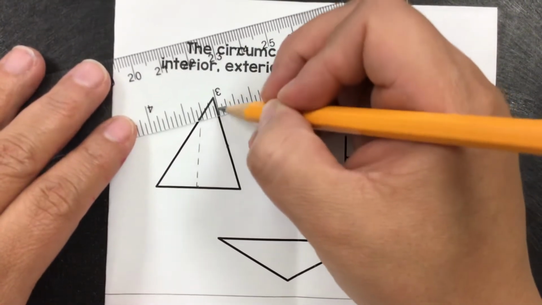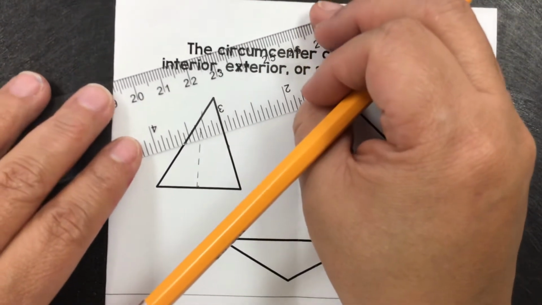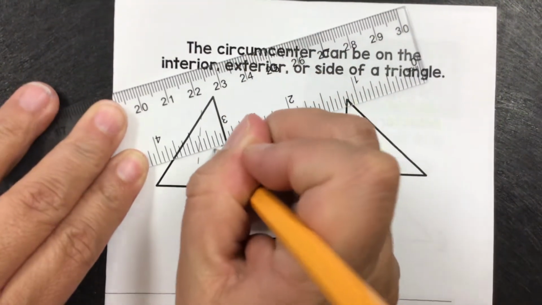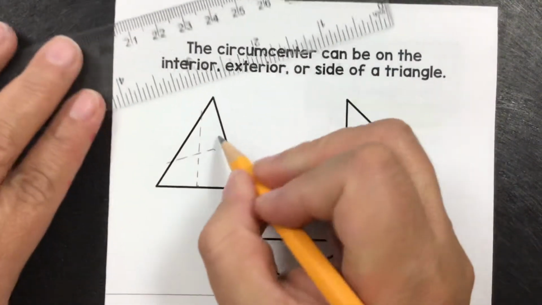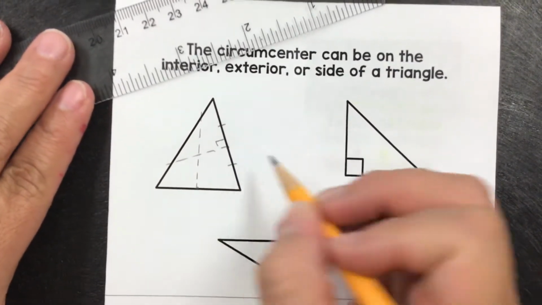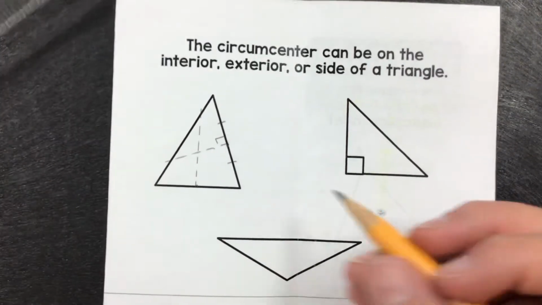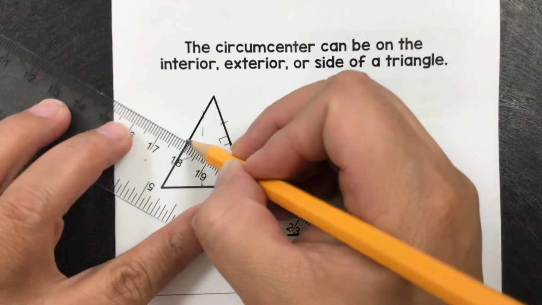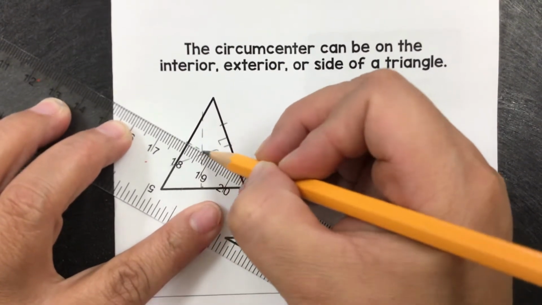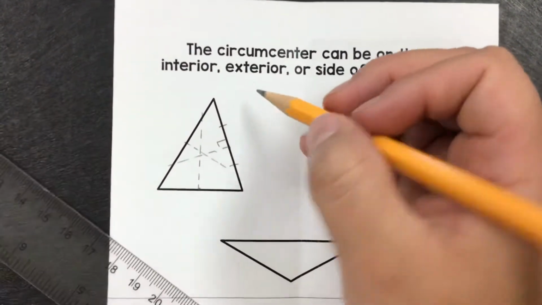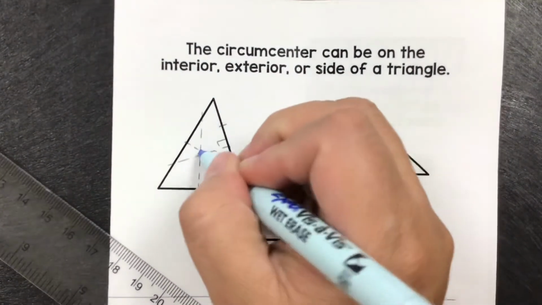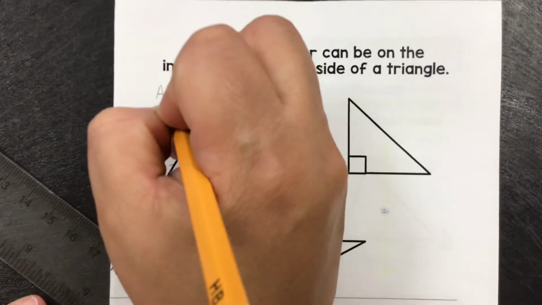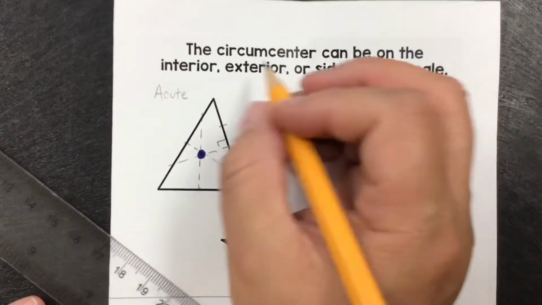You're making the side of the ruler line up with the side of the triangle, and you're just going at 90 degrees. And it does bisect. So you go to the middle of the side at 90 degrees. And then this would be your circumcenter. So for an acute triangle, it's always on the inside.